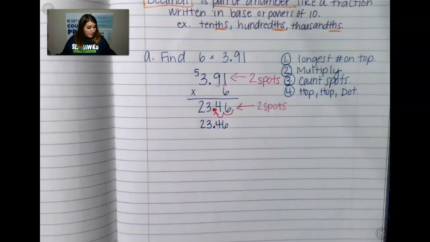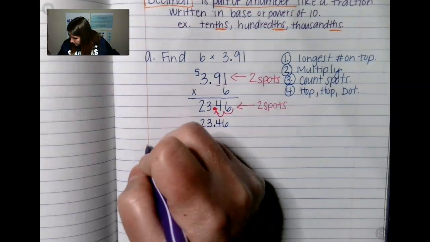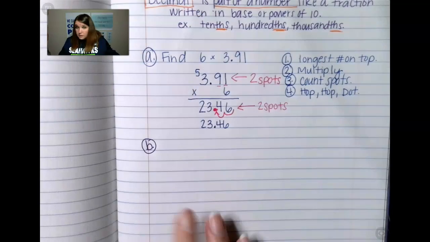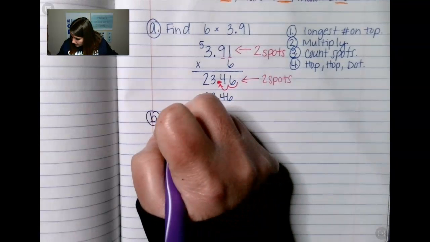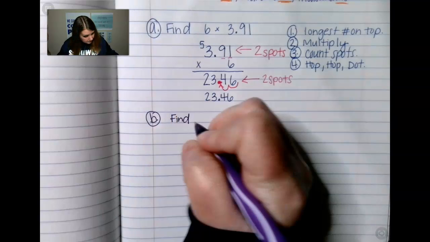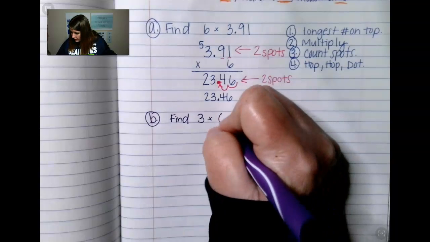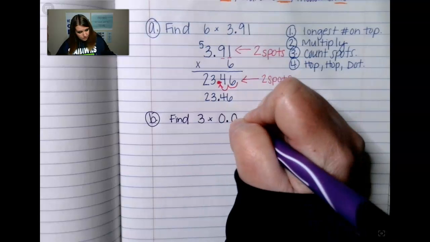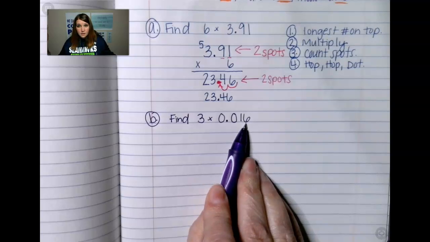Let's try again. What about something that looks like this problem? This was example A. Let's look at example B. Find 3 times 0 and 16 thousandths.